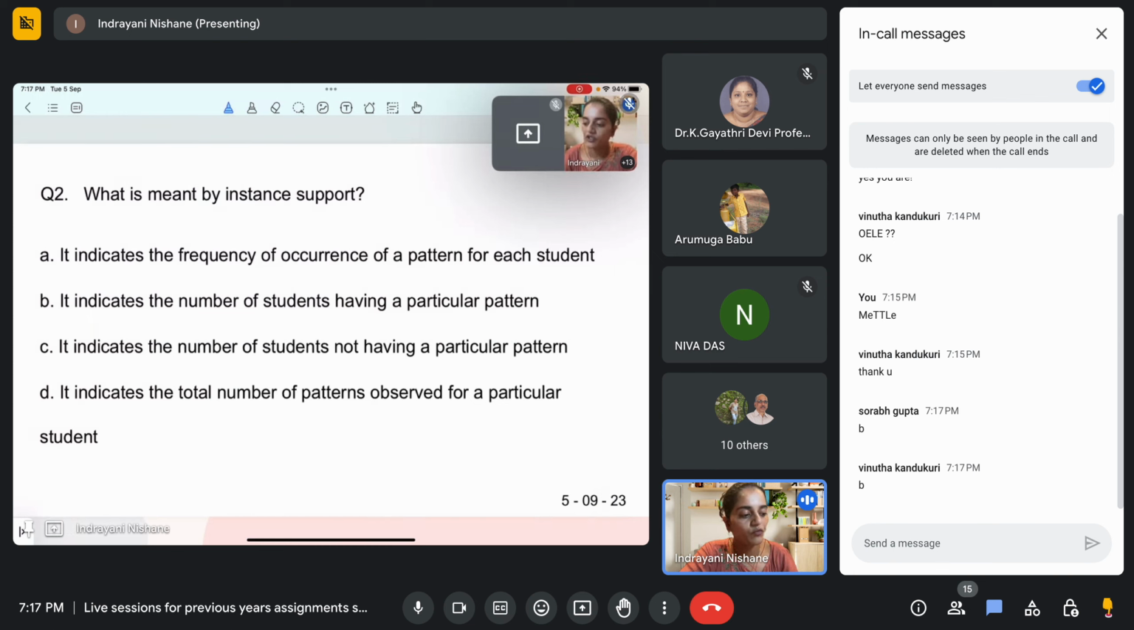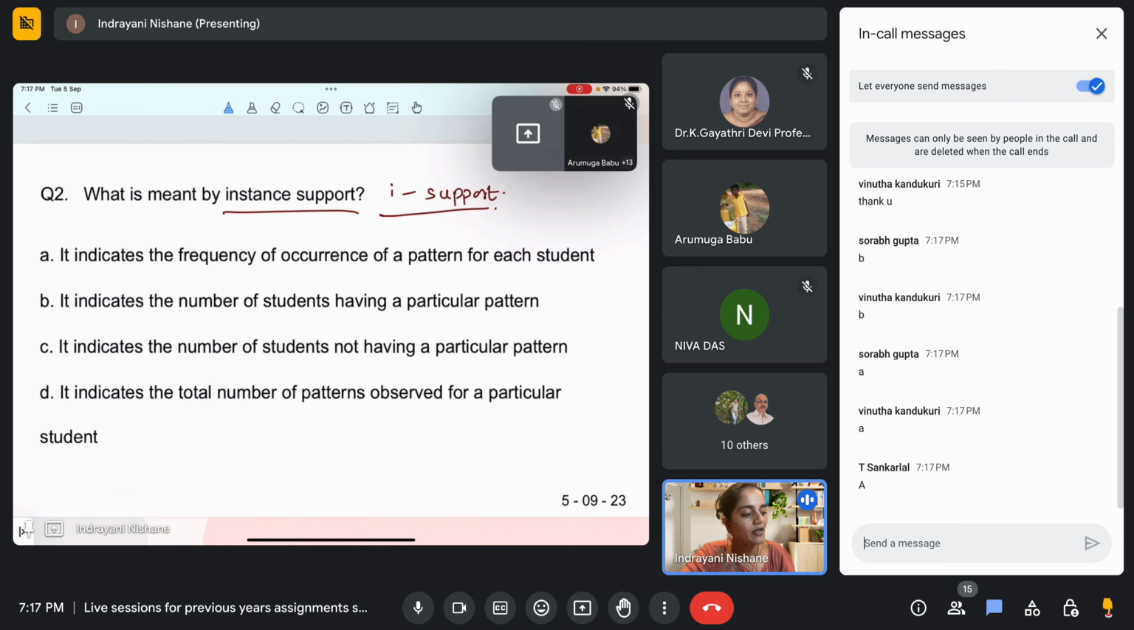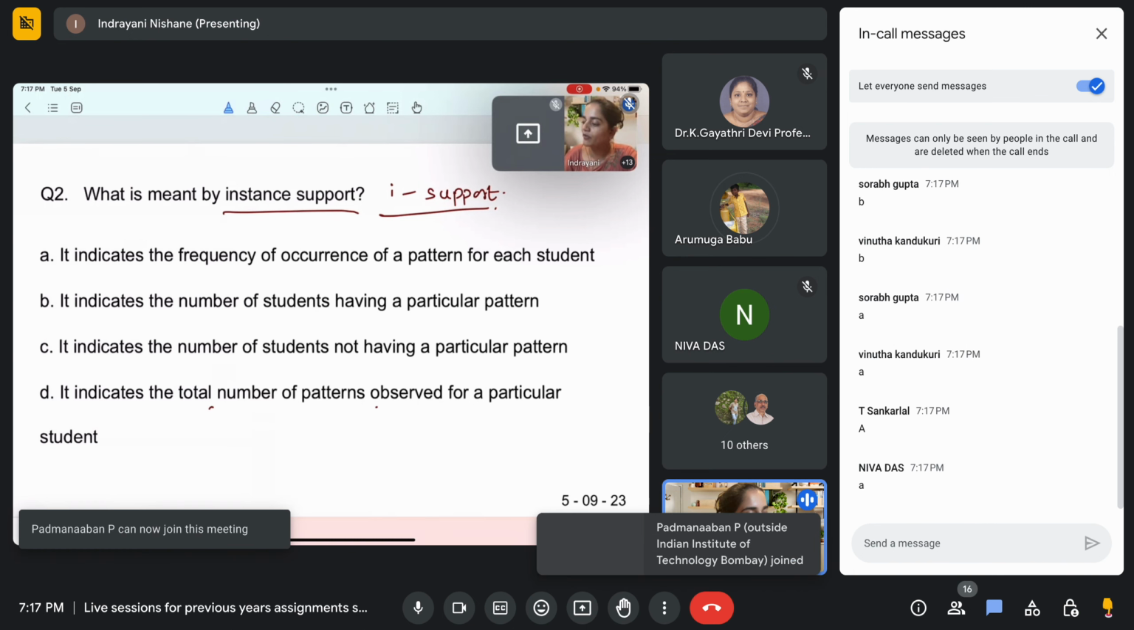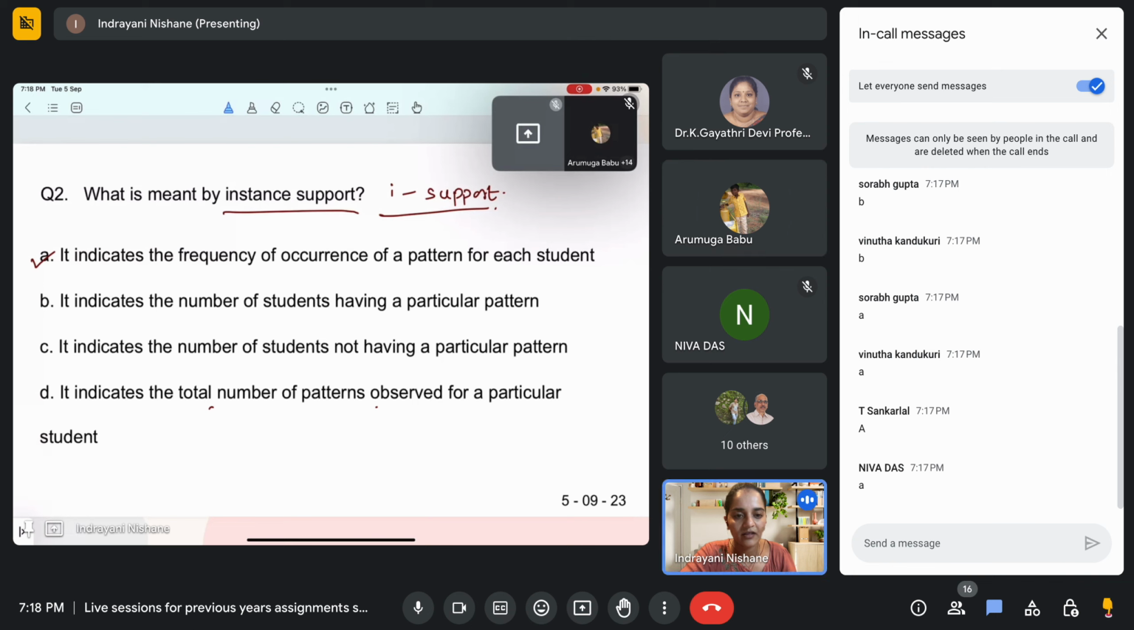Okay, so question 2: what do you mean by instance support or I support? Oh great, I'm getting answers in the chat box. That's good. Option A: it indicates the frequency of occurrence of a pattern for each student. Option B: it indicates the number of students having a particular pattern. Option C: it indicates the number of students not having a particular pattern. Option D: it indicates the total number of patterns observed for a particular student. Yeah, that's correct.